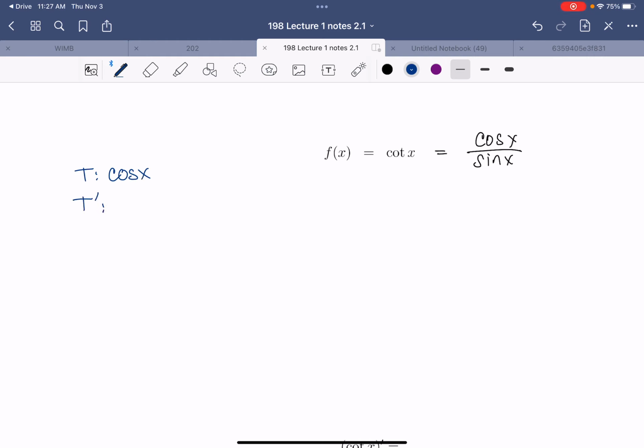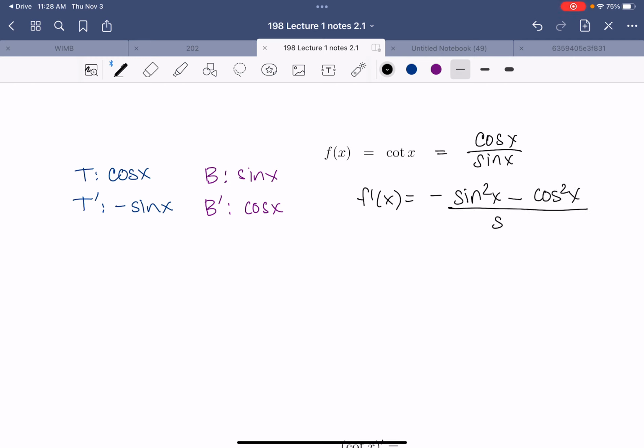And the top prime is negative sine x. My bottom is sine x. And the bottom prime is cosine x. So when I put my derivative together using the quotient rule, my top prime times bottom is negative sine squared x. And it's quotient rule, so it's minus. And then we have bottom prime times top, so that's cosine times cosine, which is cosine squared, all over the bottom squared, which is sine squared.